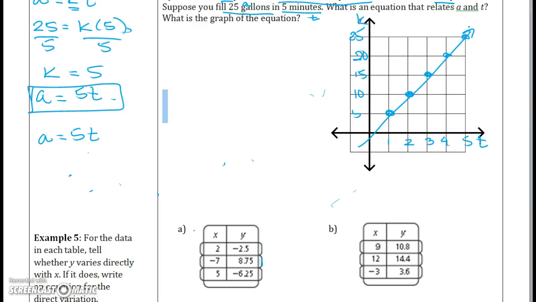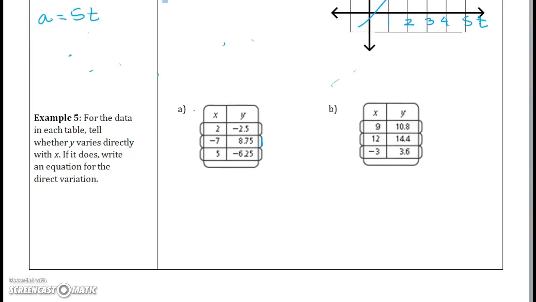Next thing, beautiful people, I want us to do is scroll on down to number 5. For the data in each table, tell whether y varies directly with x. Does y equal kx? On the last one, I was telling you that k is equal to y over x. If I want to get k by itself, I divide by x and divide by x, and I find that y over x is equal to k. This k represents the constant of variation.